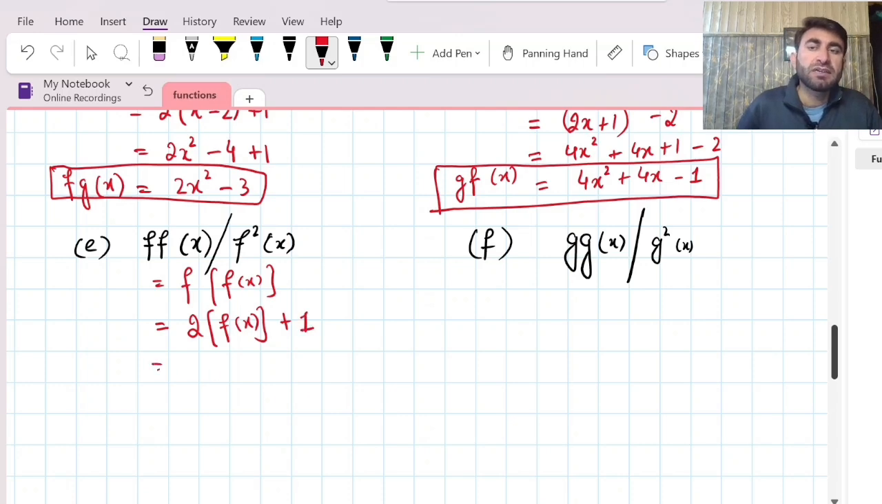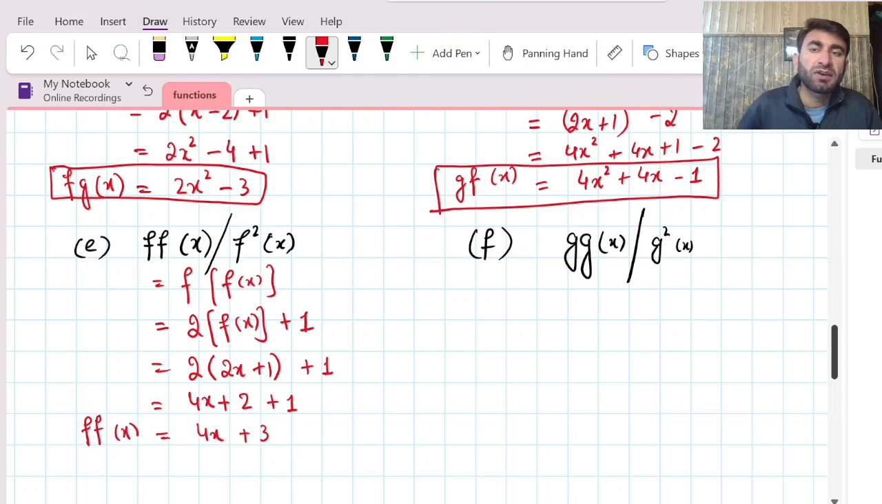All right, then we replace the value of f of x, and f of x was 2x plus 1, and plus 1 outside is kept as it is. Now we have to expand it. It will become 4x plus 2 plus 1, giving us 4x plus 3. So that is the composition f∘f of x.